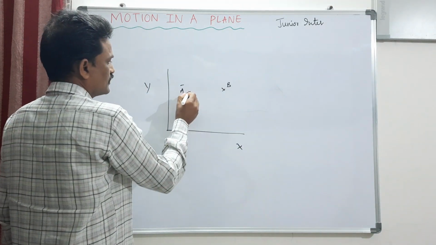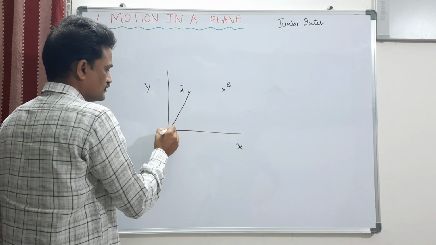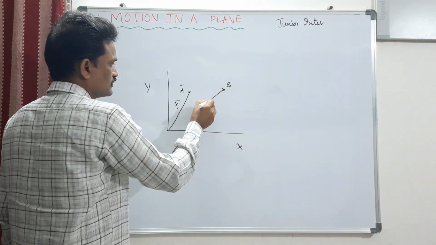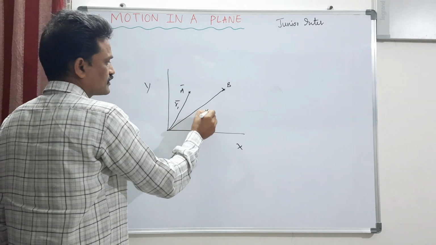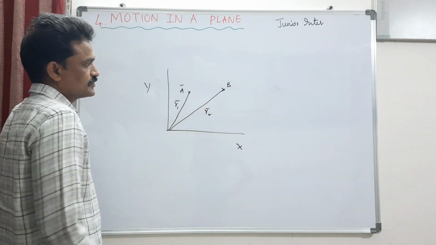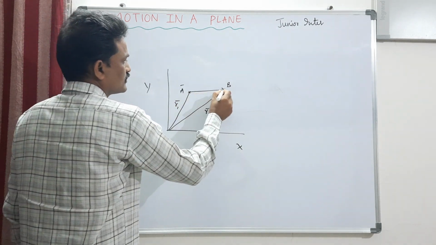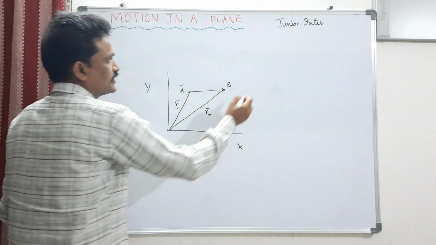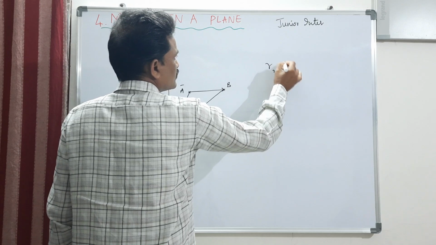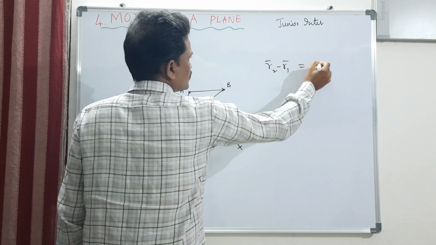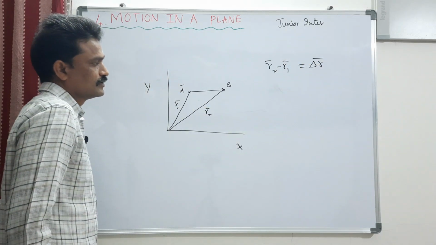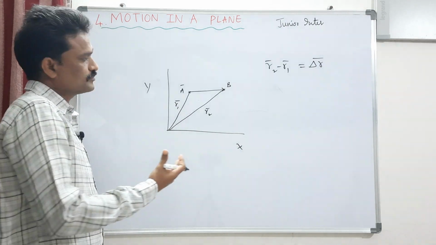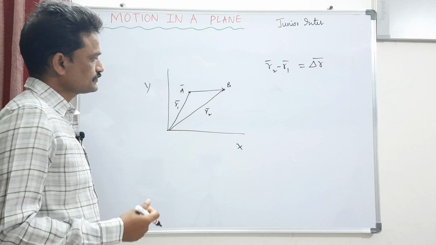The position of A can be described by a position vector r1 and position B by vector r2. The displacement is this one, that is given by r2 minus r1. So r2 minus r1 gives the displacement. So vectors come into picture only from two-dimensional motion onwards.